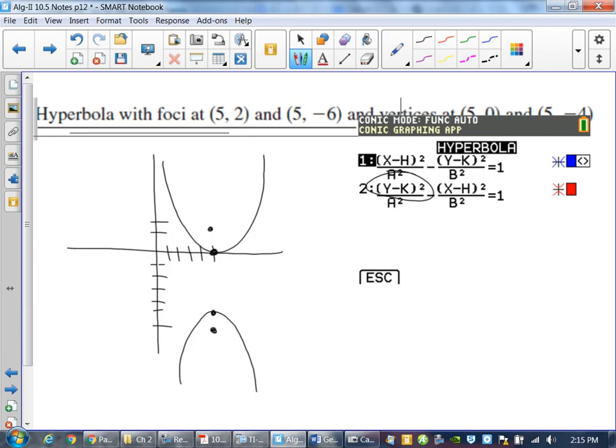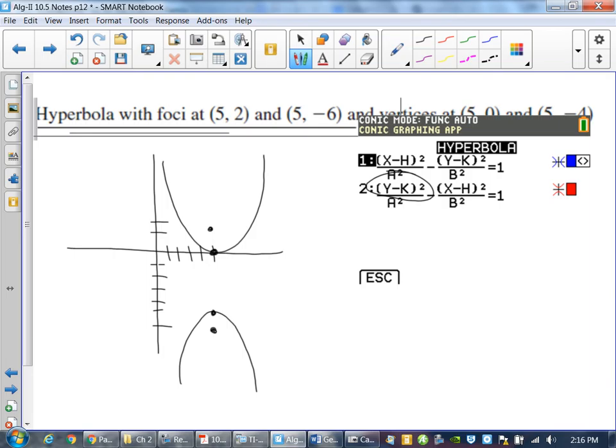Right, the equation. So the center is the point directly between the two points. It's always the midpoint of your vertices, it's always the midpoint of your co-vertices, and it's also always the midpoint of your foci, no matter what shape it is. Except for the parabola, where the center is always the vertex, because it's equidistant to the focus and the directrix.